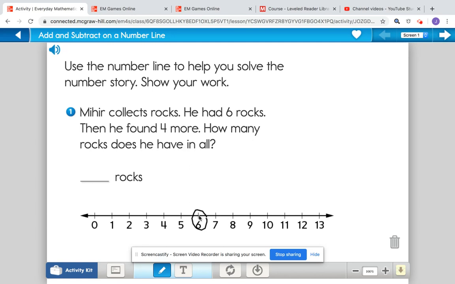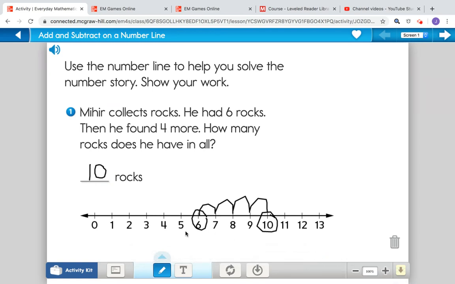So I'm going to put my arrow on number 6, and I'm going to move 4 spaces. 1, 2, 3, 4. And I land on the number 10. So I know that 6 plus 4 is 10. And in school, we've also learned that we have to label our answers to our word problems. And we're talking about rocks. So I put in here 10 rocks because I know that 6 plus 4 equals 10.